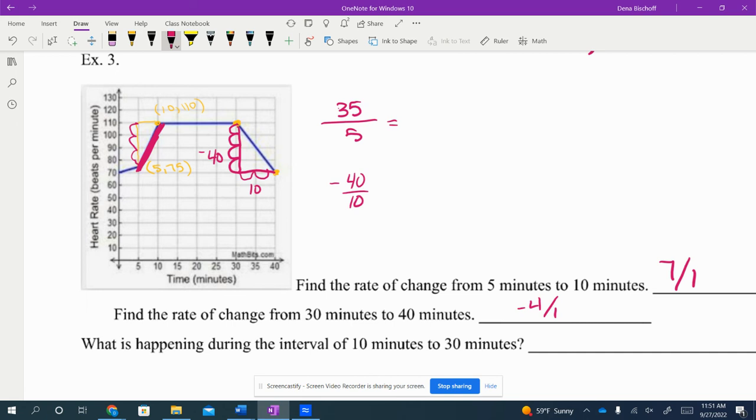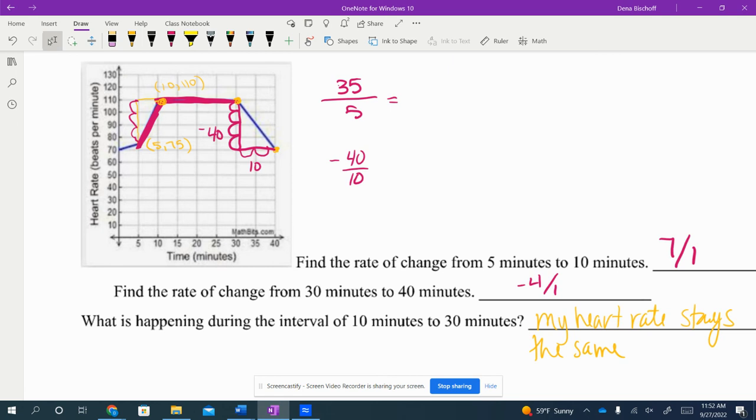When you first start an activity, it increases. But if you do that same activity for a long period of time, your heart rate does what? It levels out. So do you see where it says what is happening during the interval of 10 to 30 minutes? That's this right here. This is from 10 minutes to 30 minutes. My heart rate doesn't change. So it stays the same, whereas before that it's increasing, and after that 30-minute time, it's decreasing.